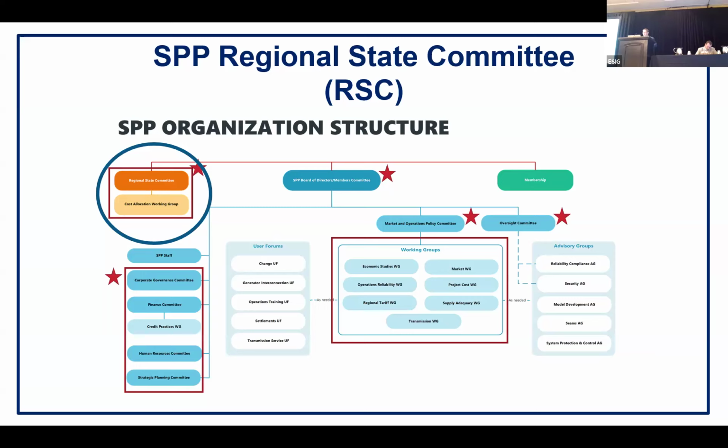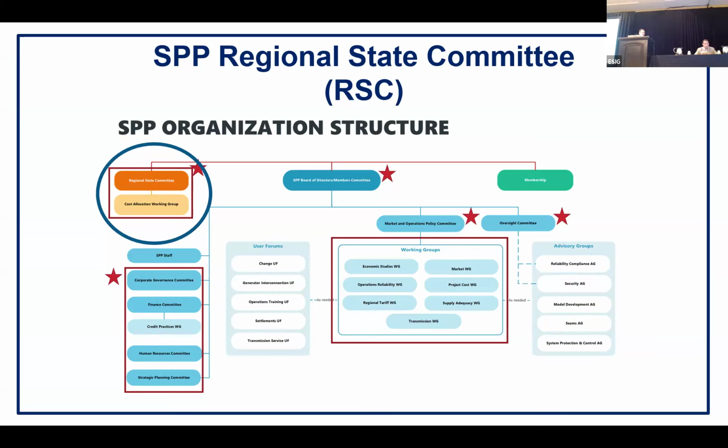Like some other regions, SPP has a regional state committee. Ours is called the SPP Regional State Committee. It consists of a regulator in each of the SPP member states. And the place we're a little different than some other RTOs is we have a unique governance model where our regional state committee, under the SPP Open Access Transmission Tariff, is actually part of the organization. We are on the org chart.